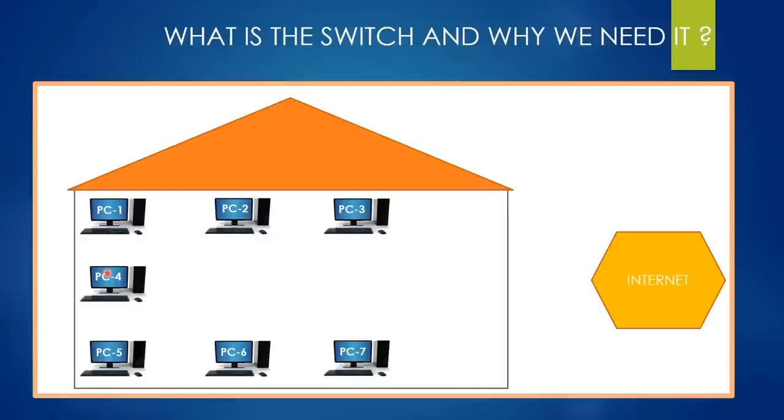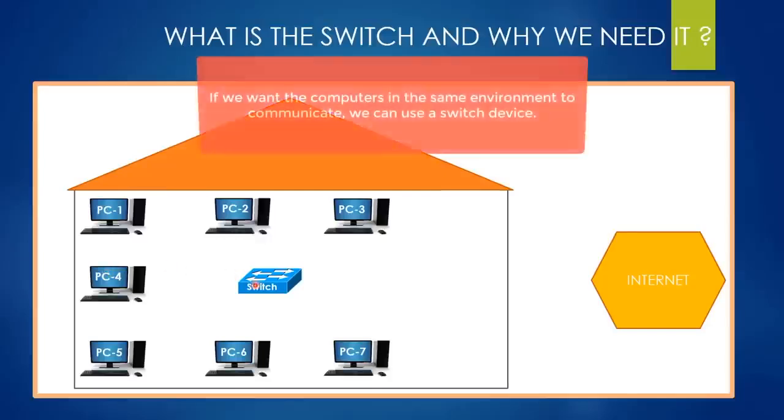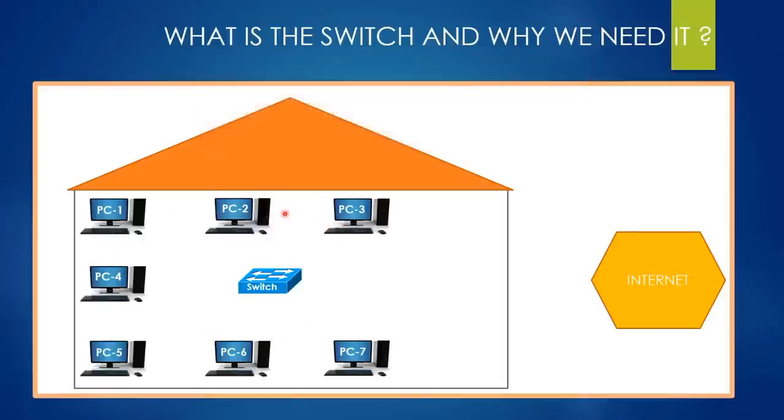And this is where the switch device comes into play. The switch is the device we use for computers in the same environment to communicate with each other. When I say in the same environment, what I mean is that I am talking about computers in the same office, house, or at very close distance to each other. And this scenario is a good example for such a situation.